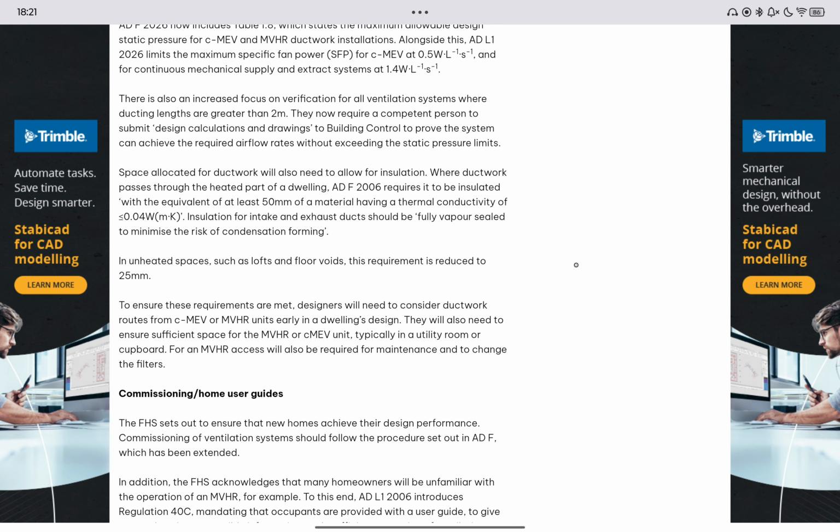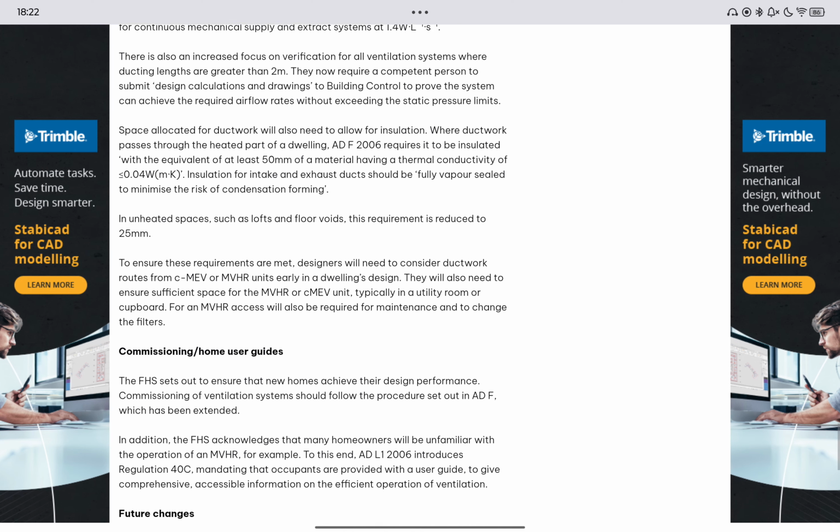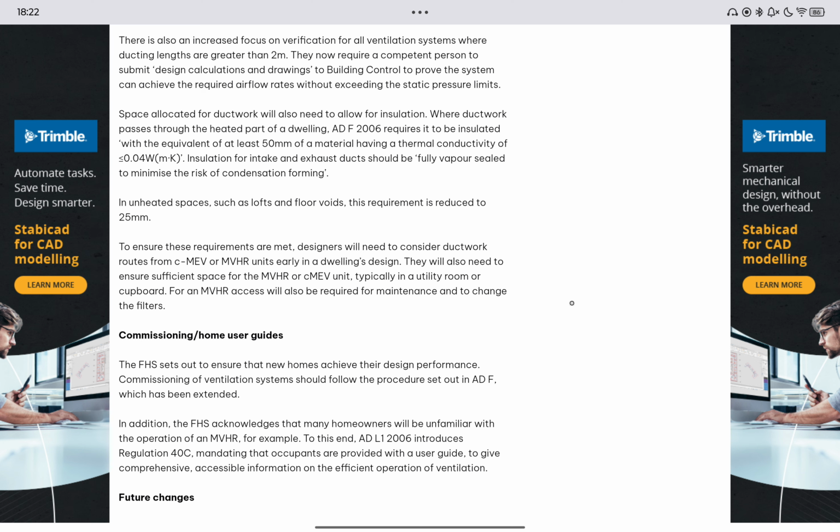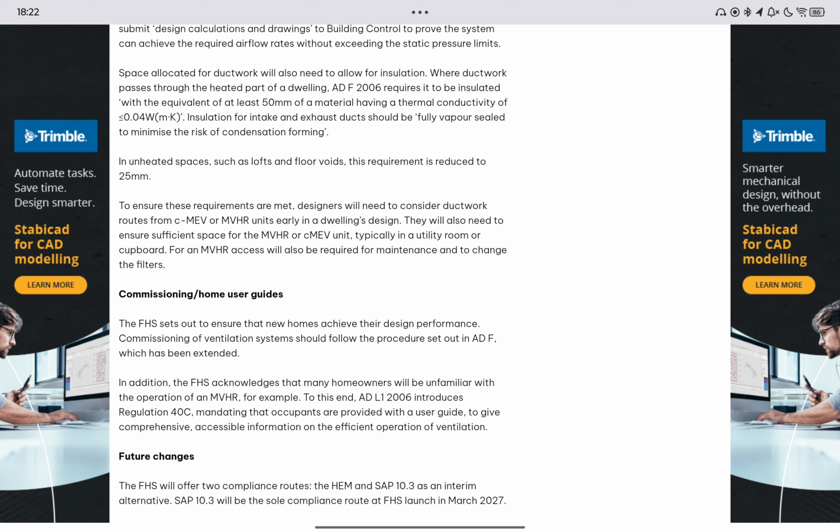Where ductwork passes through heated parts of a dwelling, ADF 2026 requires it to be insulated with the equivalent of at least 50 mm of a material having a thermal conductivity of less than or equal to 0.04 watts per meter per Kelvin. Insulation for intake and exhaust ducts should be fully vapor sealed to minimize the risk of condensation forming. In unheated spaces such as lofts and floor voids, this requirement is reduced to 25 mm.